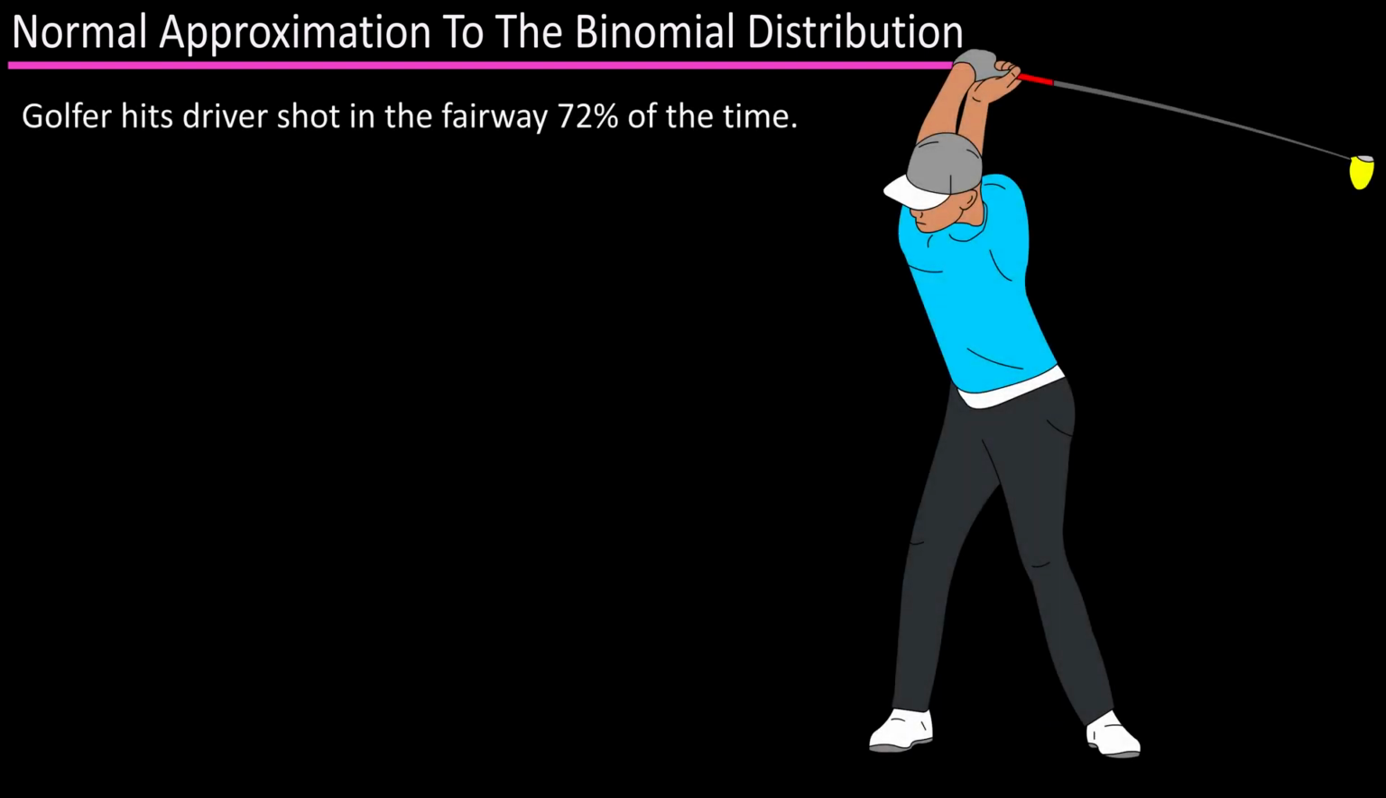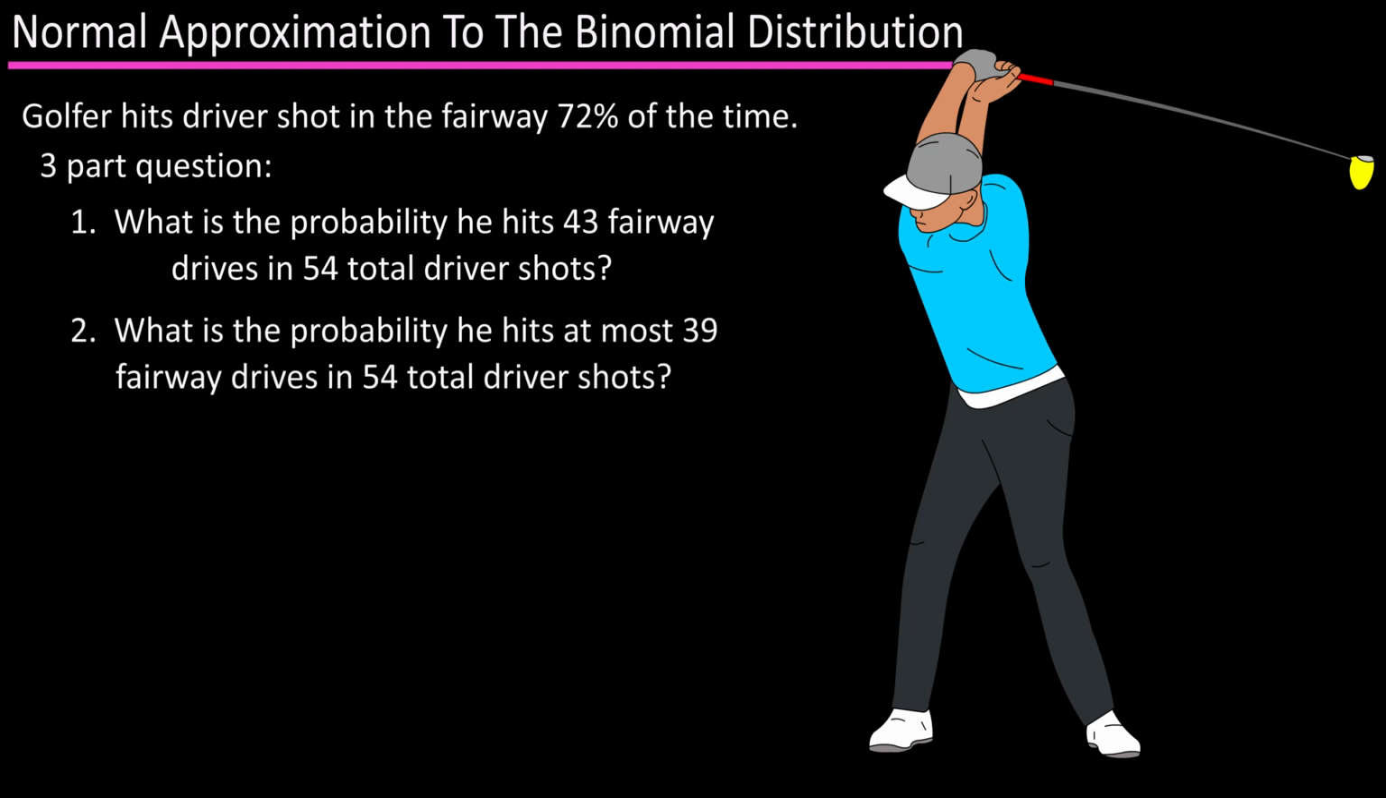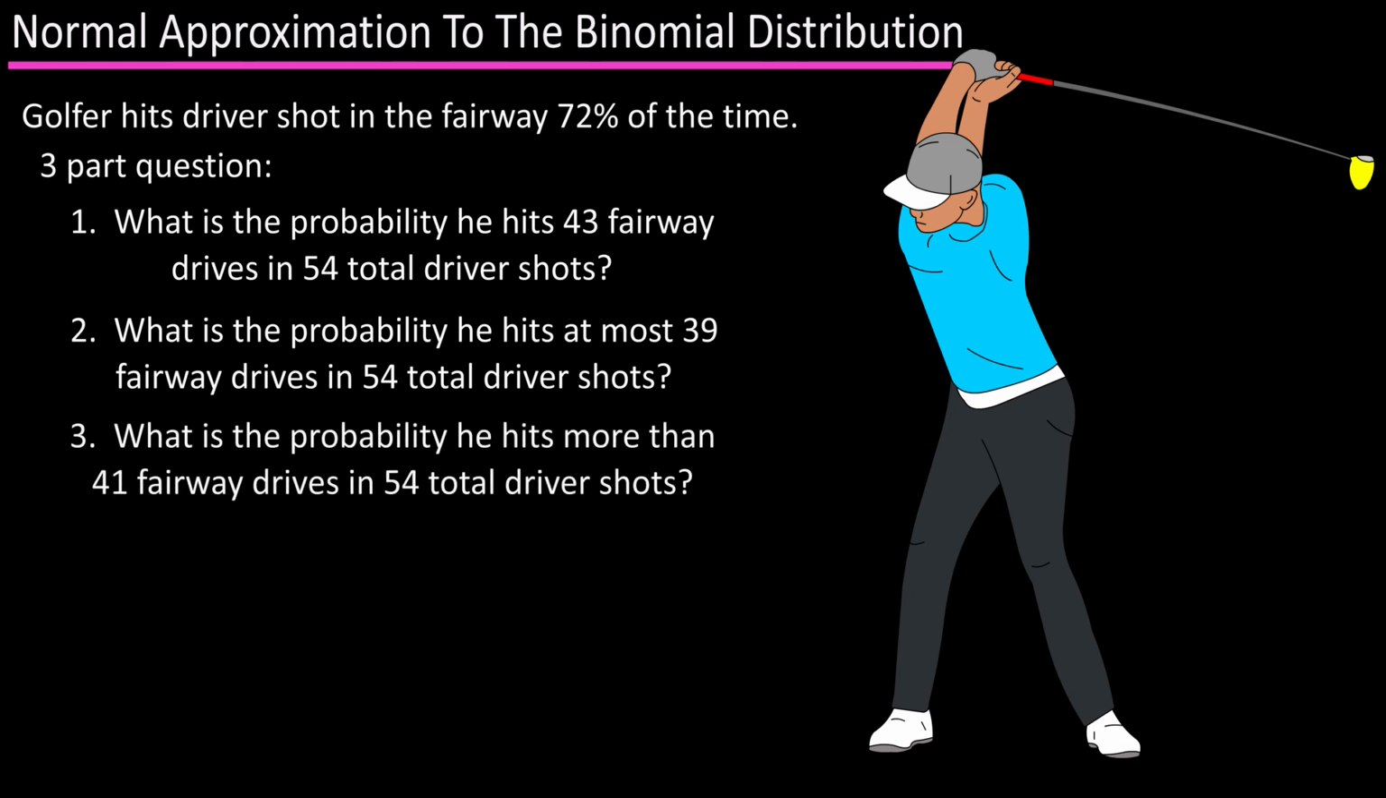Let's say that a certain golfer lands his ball in the fairway 72% of the time using his driver. 3-part question. Number 1, what is the probability that he hits 43 fairway drives in 54 total driver shots? Number 2, what is the probability he hits at most 39 fairway drives in 54 total driver shots? And number 3, what is the probability that he hits more than 41 fairway drives in 54 total driver shots?